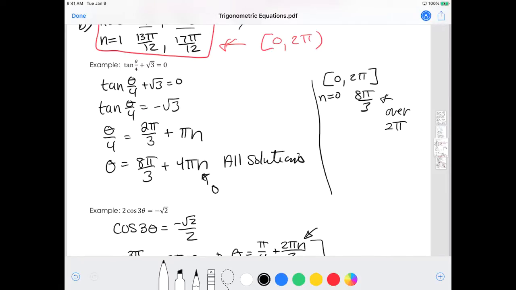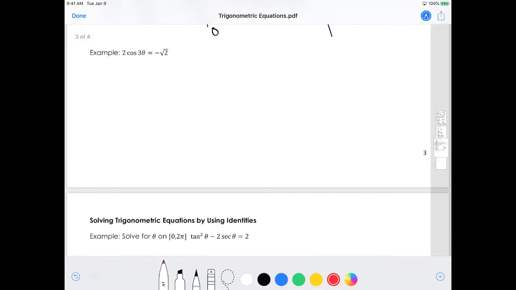8 over 3 is much bigger than 2 pi, so I'm not even going to try to plug in n as 1. That's just going to make it bigger. Even n equal to 0 is too big. So in this case, there's actually no solution on the interval 0 to 2 pi. There are plenty of solutions, but there isn't any on the interval 0 to 2 pi because everything we would plug in for n would make it bigger than 2 pi. It's past that first rotation.